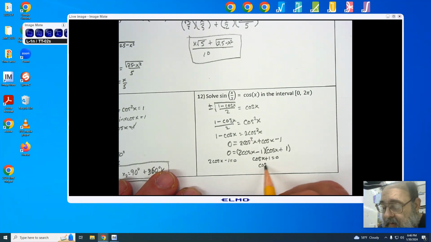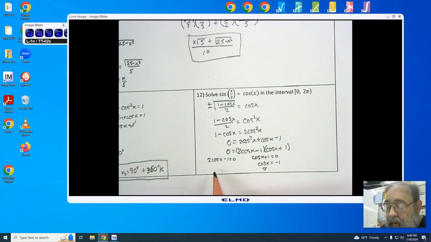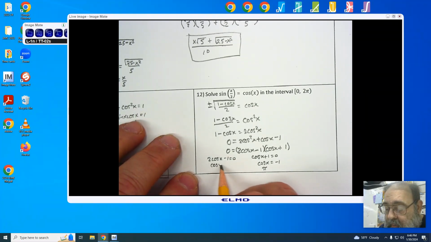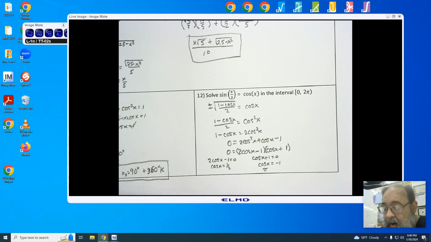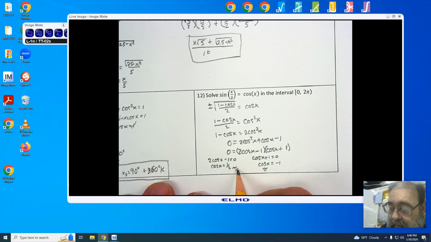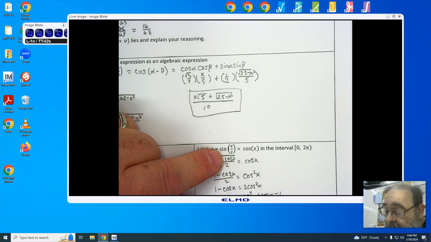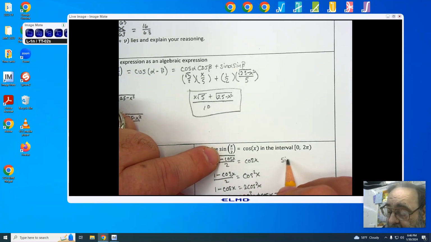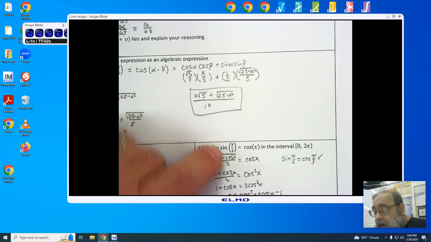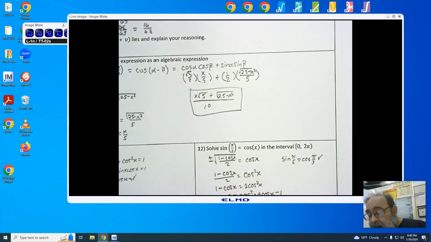This gives me the cosine of x equaling negative 1, and we know that the cosine of x equals negative 1 at pi. I then go ahead and I'm going to check. This gives me the cosine of x equaling 1/2. We know the cosine of x is 1/2 at pi over 3 and 5 pi over 3. We now want to go back and check with the original equation. When I plug the pi over 3 in, I'm left with the sine of pi over 6. Does it equal the cosine of pi over 3? The answer is yes. We have 1/2 equals 1/2.